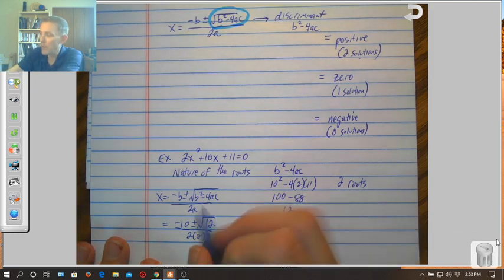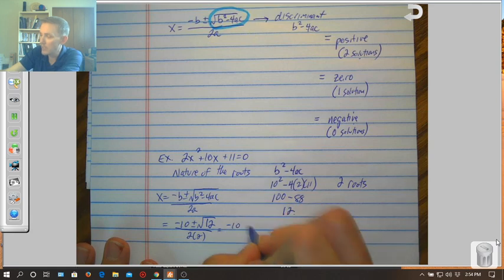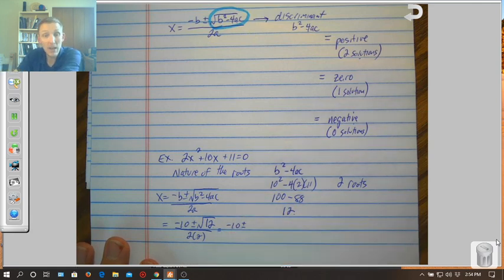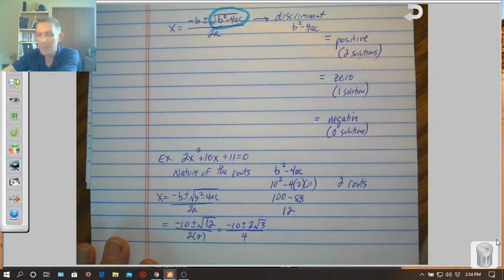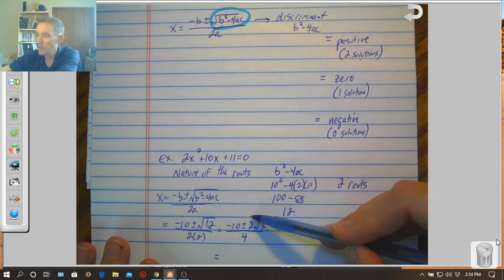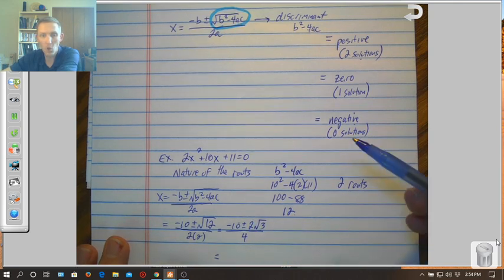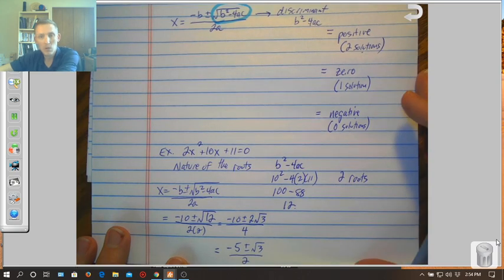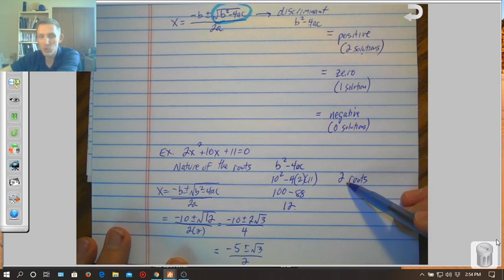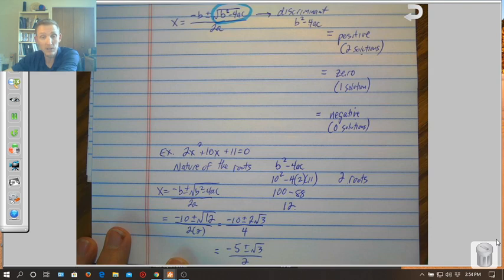So I'm going to simplify that, and I'm going to get negative 10 plus or minus. 12 has a perfect square in it of 4, and the square root of 4 is 2. Radical 3, all over 4. And I'll go ahead and reduce the 10, the 2, and the 4, because all three of them can reduce. So I get negative 5 plus or minus the square root of 3, all over 2. Those would be the two roots, or the two solutions, if I needed to find them.